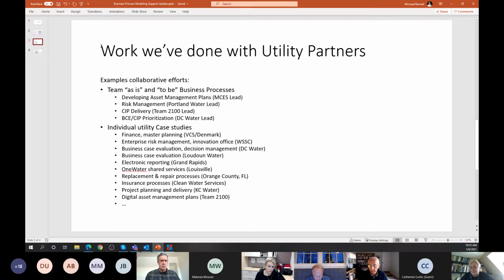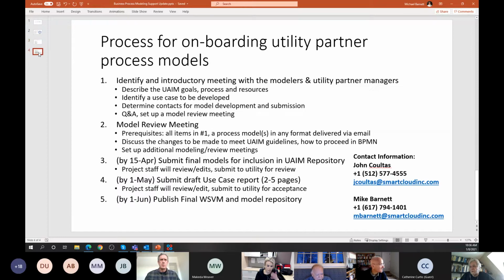The important point here is that each one of these projects is a use case. The target is a use case. We want to get these case studies as an end result of doing this work, so that in our repository, other utilities can learn from the experiences of all the great process improvement work that you as utility partners have done and will do. So very quickly, let me just run through this process.